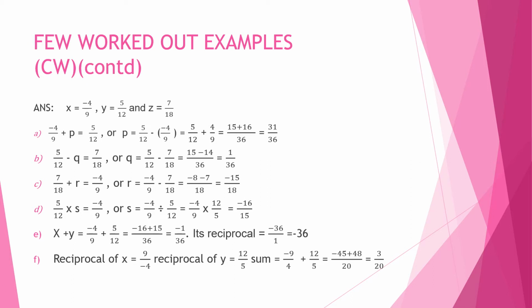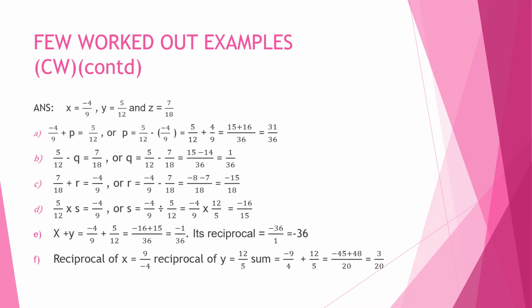Children, please do it on your own. Don't just copy the answers blindly. I'm saying it's 1 by 36, so you're writing 1 by 36. Please do not do that. Work out the sums on your own. Okay. Part C, 7 by 18, that is z, plus what will give you x. Here again, following the rules, we get the value of R as minus 15 by 18.